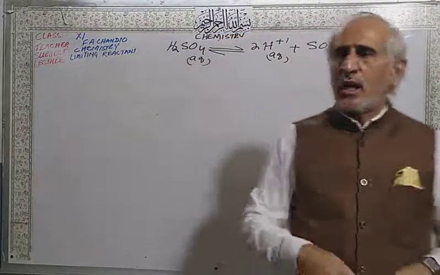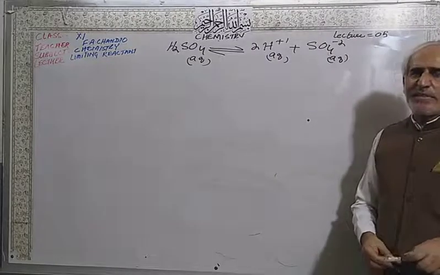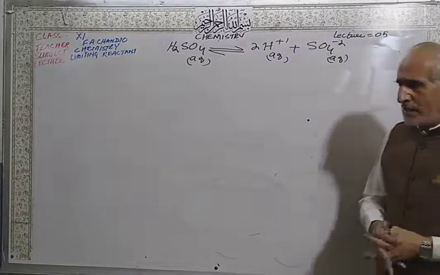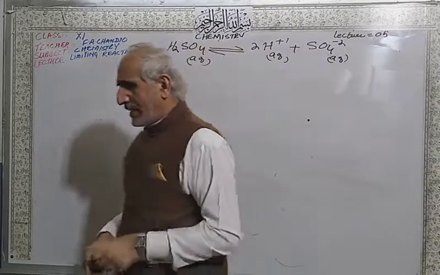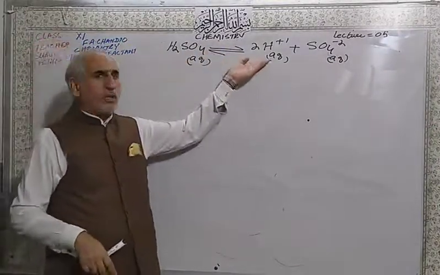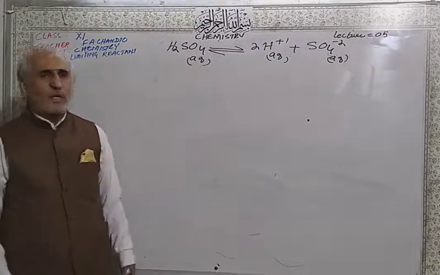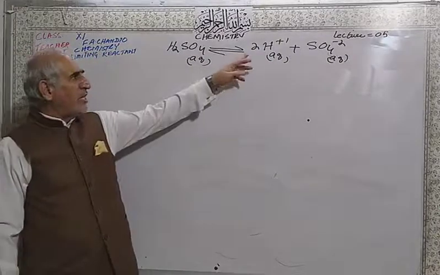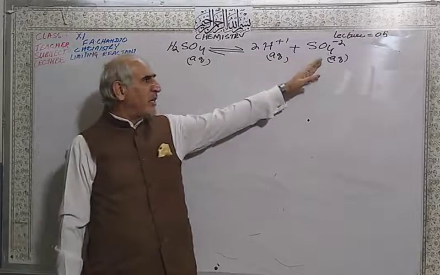Sulfuric acid is a diabasic acid. You did this in grade 10: monobasic acids, diabasic acids, tribasic acids. It gives 2 protons. So this is the ionization of sulfuric acid: sulfuric acid ionizes to give 2 hydrogen ions and 1 sulfate ion.